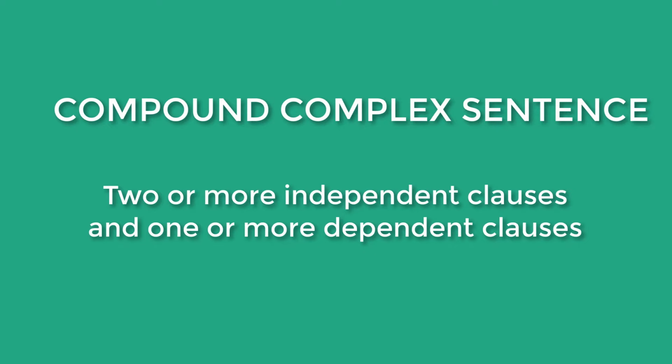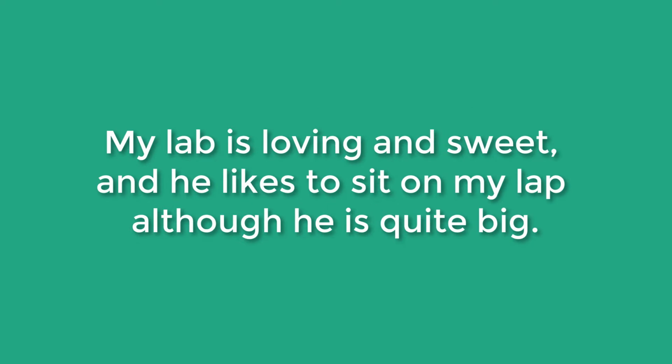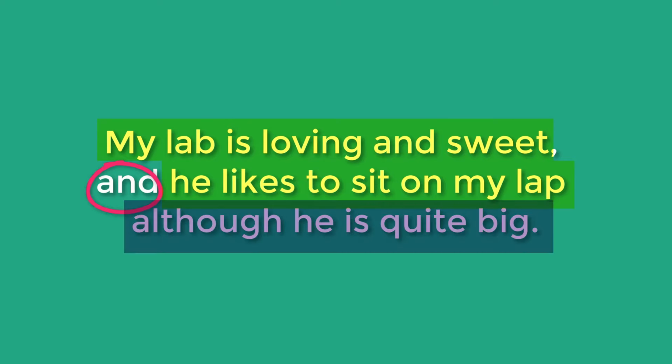A sentence with 2 or more independent clauses plus at least 1 or more dependent clauses is called a compound complex or a complex compound, either way. Let's look at these examples. My lab is loving and sweet, and he likes to sit on my lap, although he is quite big. You will notice that we have two independent clauses. My lab is loving and sweet. We have the coordinate conjunction and then we have our next independent clause. He likes to sit on my lap. And what comes next? You got it, a dependent clause, although he is quite big. This clause begins with the subordinate conjunction, although.